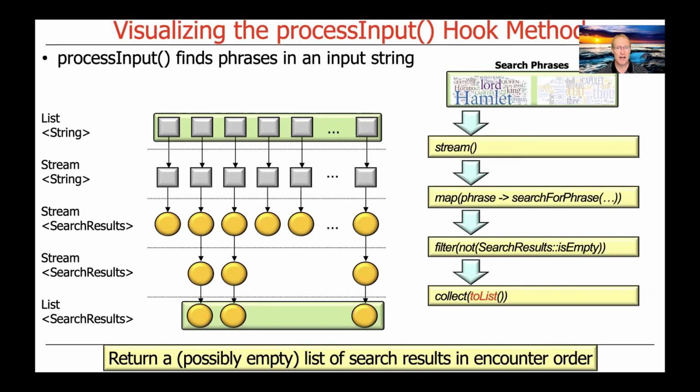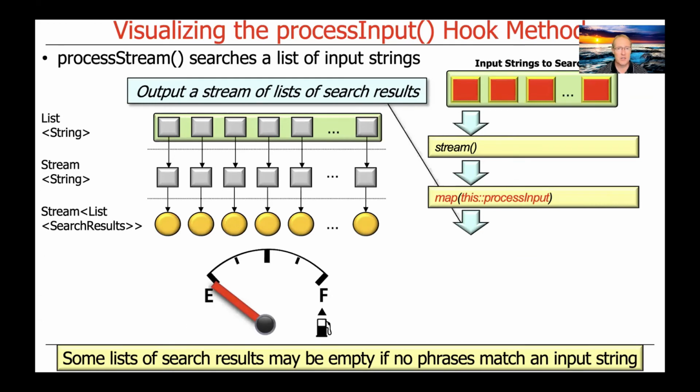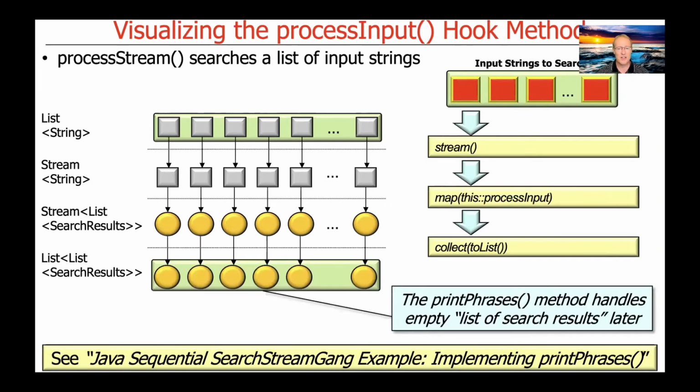When we talk later about flat map, you'll see how we use some of the semantics of flat map to implicitly filter out empty lists of search results. What we get as a result of map will be this stream of lists of search results, some of which could be empty. We'll deal with this when we get to the print phrases method. Print phrases is the method that actually prints out where the phrases appear in which works of Shakespeare. And we're going to see how it uses flat map to just ignore the ones that were empty.